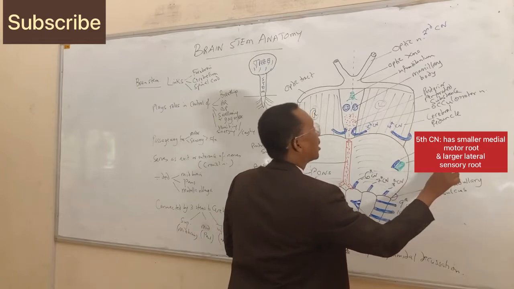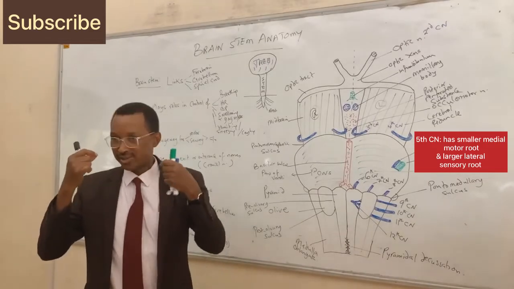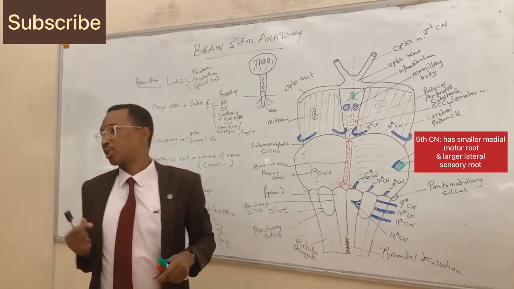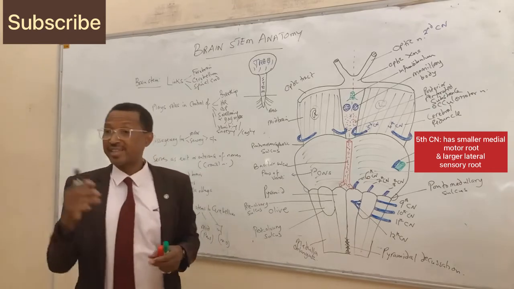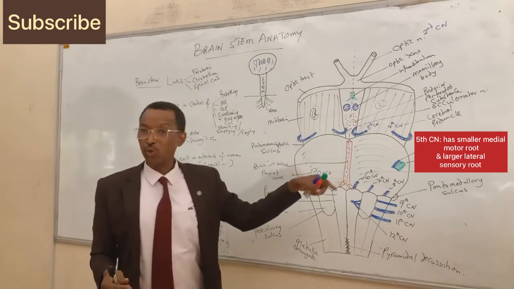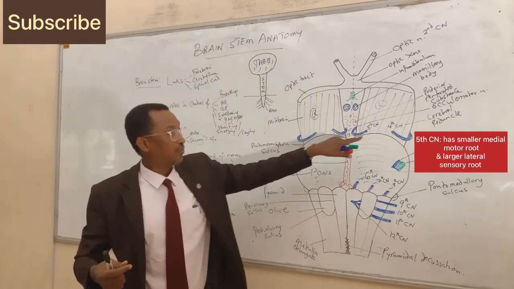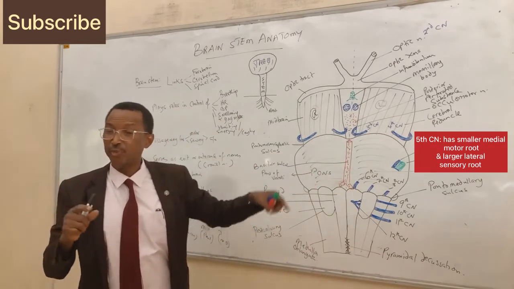Abducens nerve. This nerve supplies only one of the extraocular muscles, because there are six. The one it supplies, which we call the lateral rectus, is supplied by this nerve. While the fourth cranial nerve, as I told you before, also supplies one muscle, that is the superior oblique muscle.